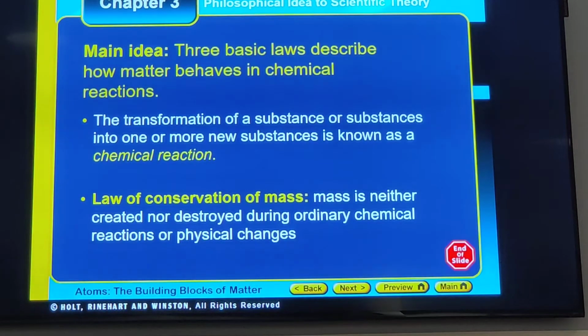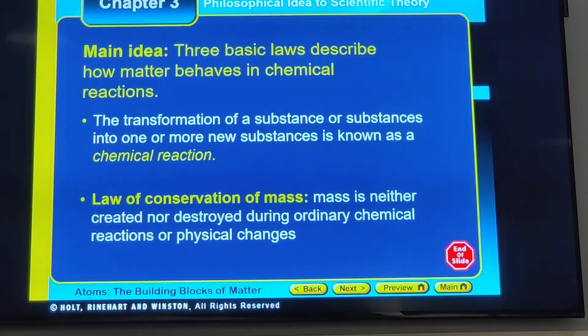Okay, so the first law is the law of conservation of mass. It says that mass cannot be created or destroyed. So when we carry on a chemical reaction, all the mass I start with, I have to end with. I'm not going to create any new matter, and I'm not going to destroy any matter that I started with. All the matter I started with needs to be accounted for at the end. So that's what we mean by the conservation of mass.